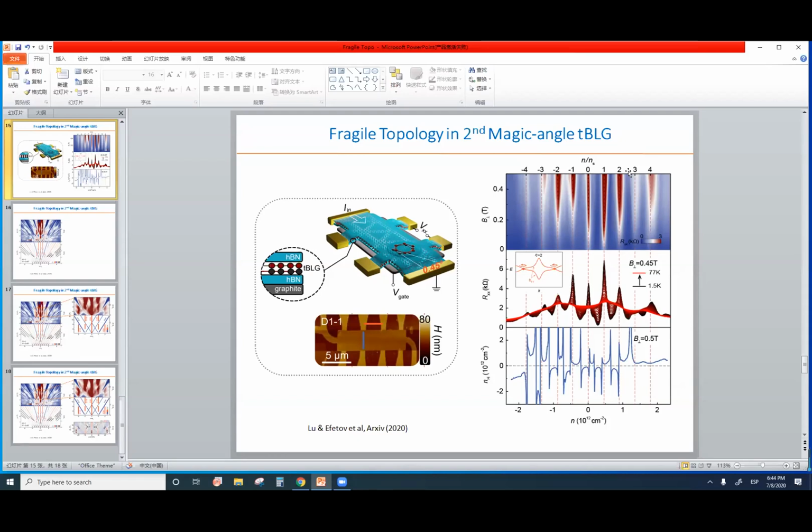Okay, now I understand, thank you. Okay, so here, in the second magic angle, because the moiré wavelength is larger than at the first magic angle, the electron-electron interactions may be weaker than at the first magic angle. That's why we didn't observe the correlated features. Oh yes, okay. Thank you for the clarification.